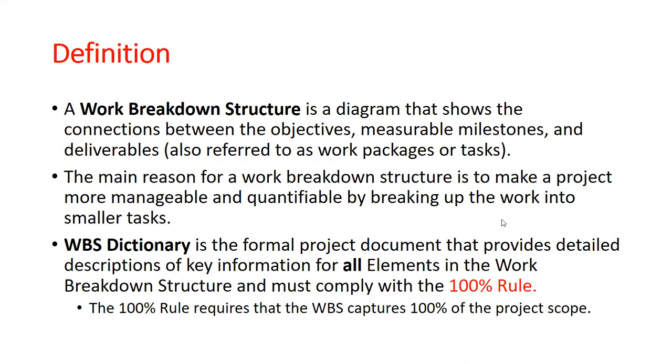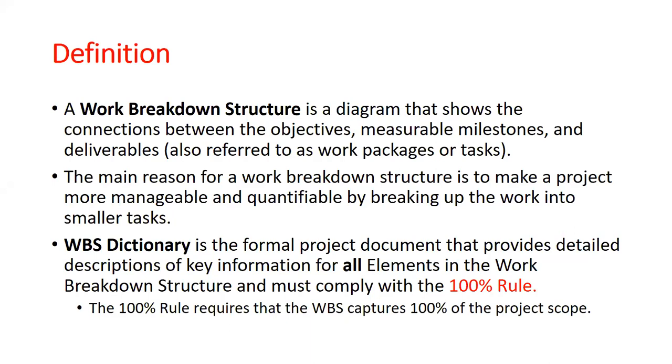So the WBS simply means breaking down the work into very small units that can easily be managed. Now we have also what we call the WBS dictionary, which is the formal project document that provides detailed description of key information of all elements in the work breakdown structure and must comply with the 100% rule. The 100% rule simply means you have to include all that must be done and only what must be done in the project.